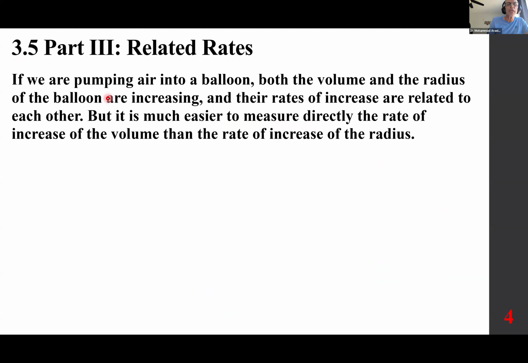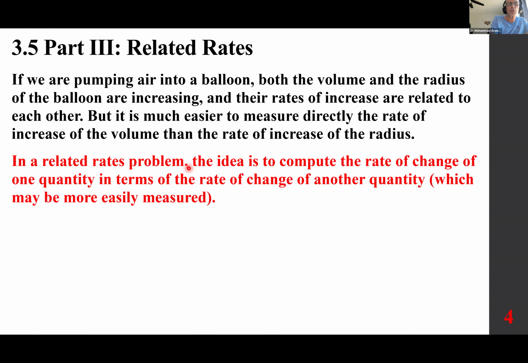If we are pumping air into a balloon, both the volume and the radius of the balloon are increasing, and the rates of increase are related to each other. But it is much easier to measure directly the rate of increase of the volume than the rate of increase of the radius. In a related rates problem, the idea is to compute the rate of change of one quantity in terms of the rate of change of another one, which may be more easily measured.